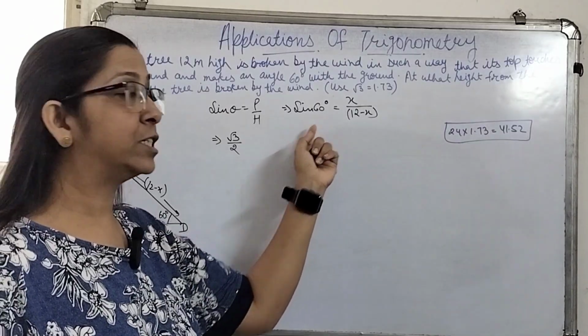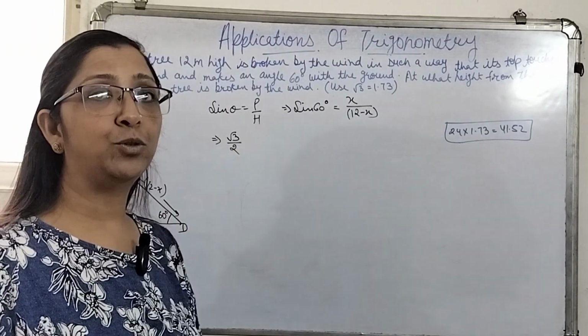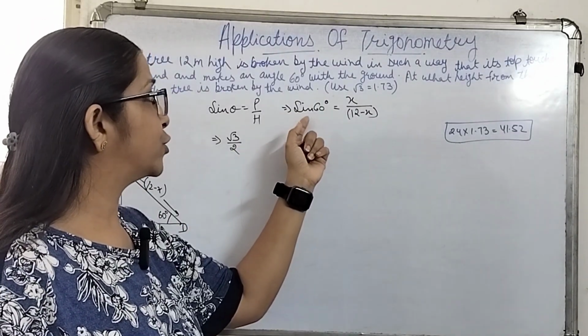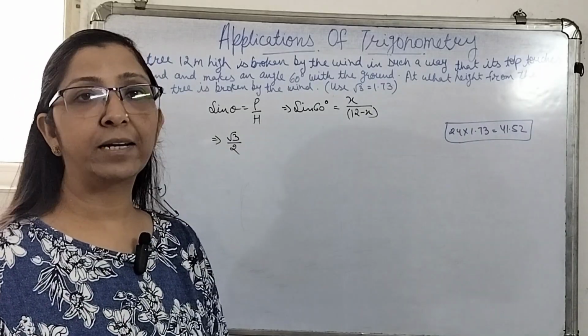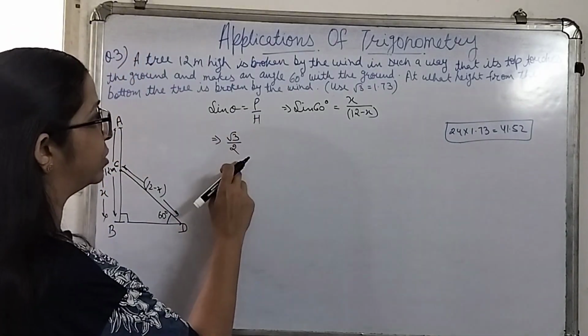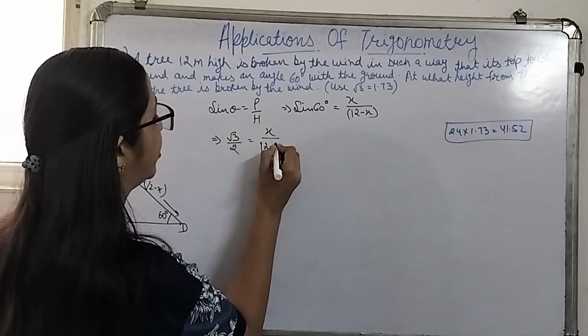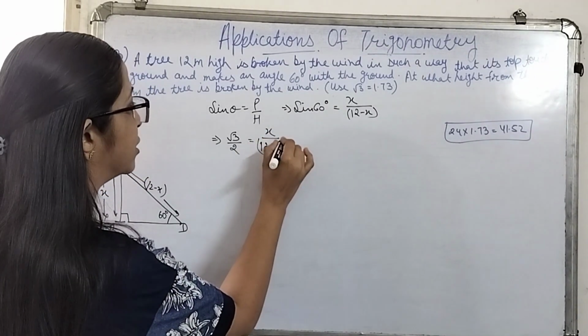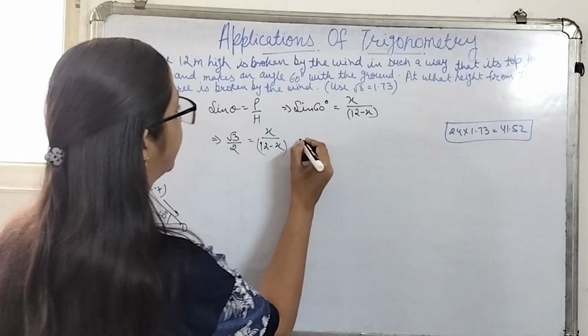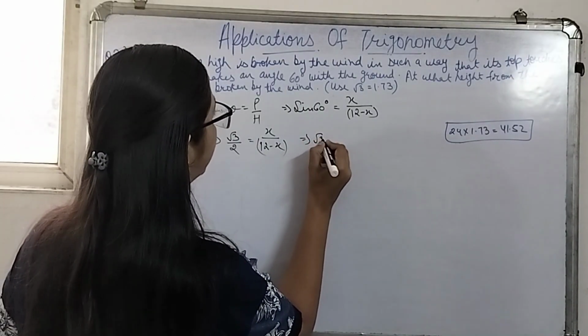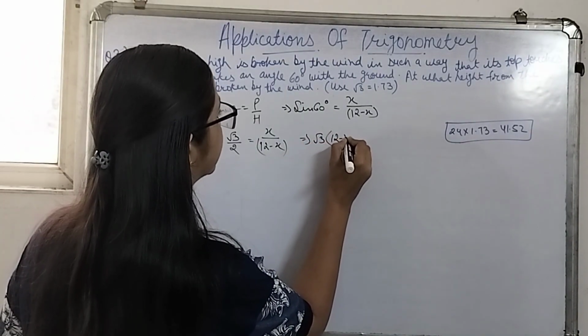Value of sine 60 is root 3 by 2. It is very important to know all the trigonometric ratios at particular angles. So sine 60 is root 3 by 2. Rest all we will be keeping as it is, x over 12 minus x. Now we will be cross multiplying. If we cross multiply, it will become root 3 multiplied by 12 minus x.